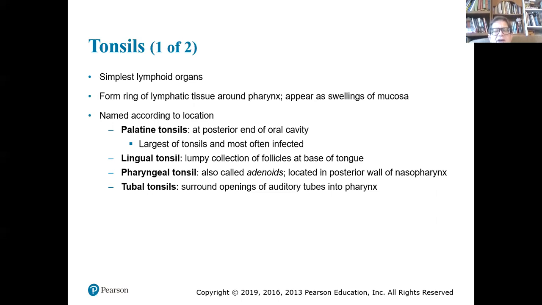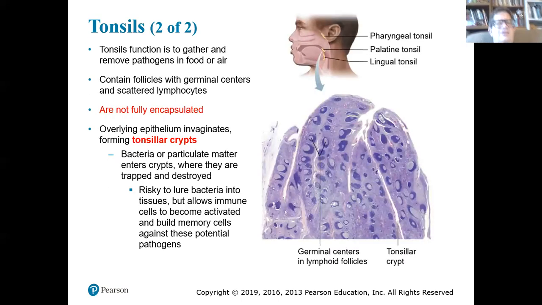Pharyngeal tonsils, I also call those adenoids. Those are at the back of the nasopharynx, so above the palatine tonsils. And tubal tonsils surround the auditory tubes into the pharynx. We usually call those eustachian tubes, but yeah, we have those eustachian tubes. And there are tonsils around them to control any nasty stuff that tries to go up the tube and get into the inner ear.